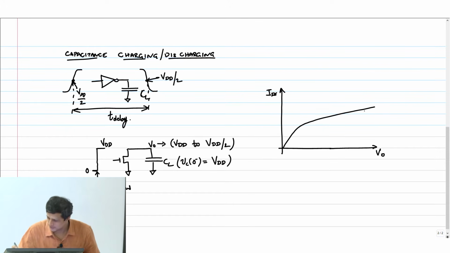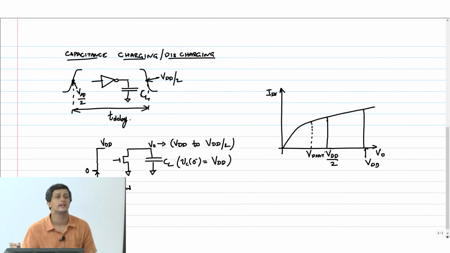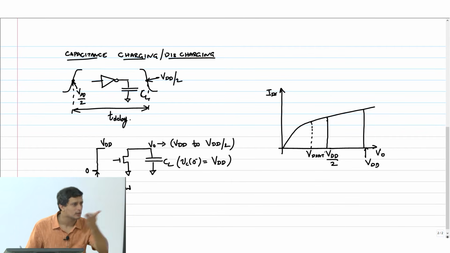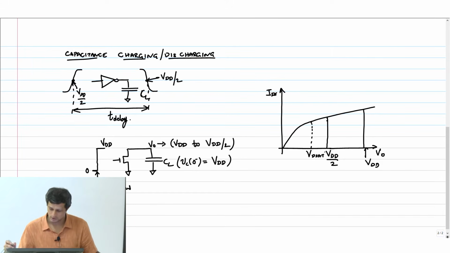Right, this is my point where it is VDD, this is VDD, and somewhere here is VDD by 2. I am assuming VDD is large enough such that VDD by 2 is to the right of VD sat, so that I don't have to deal with a change in region of operation. Okay, so this is an assumption.